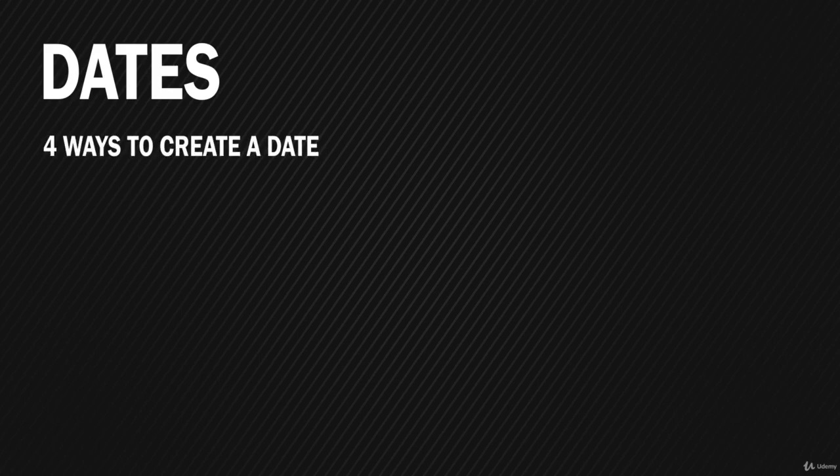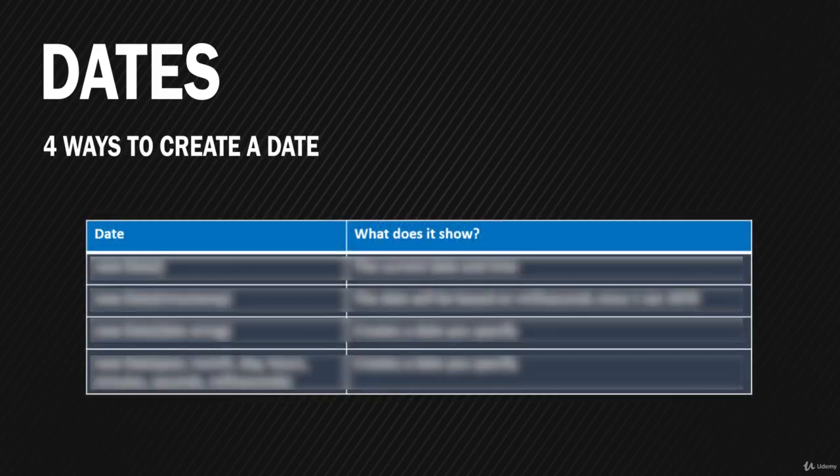As you guessed, there's not just one way to create a date. In fact, there are 4 ways to create a date. So let's have a quick look at them. First way is what we've just done, where we used new Date, and that just gives us the current date and time.